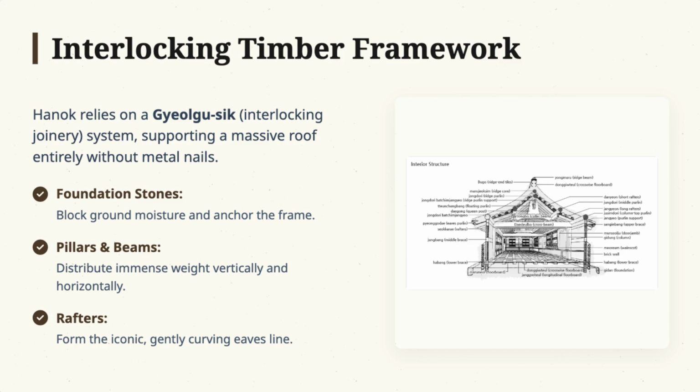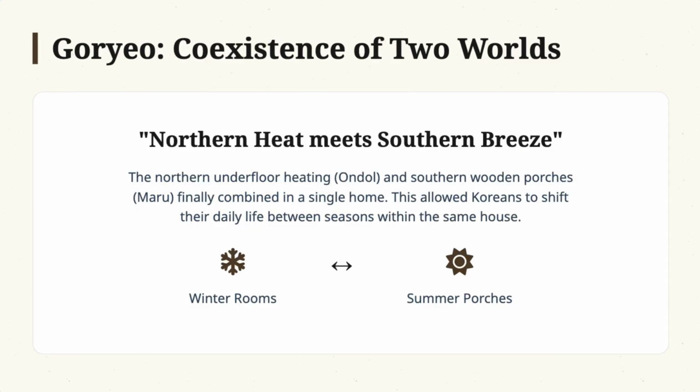The beautiful roofline of Hanok is not simply decorative. It is the result of both structure and function. During the Goryeo period, ondol and maru became more closely combined. Ondol rooms preserved heat better when they were enclosed. So in winter, people developed a lifestyle of closing the doors and living inside warm rooms. Maru worked in the opposite way. It functioned best when it was open.